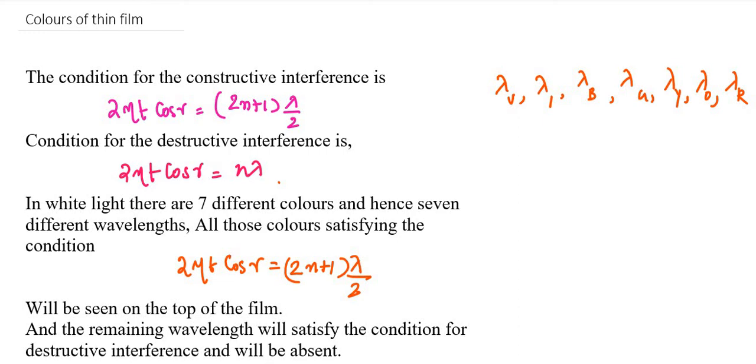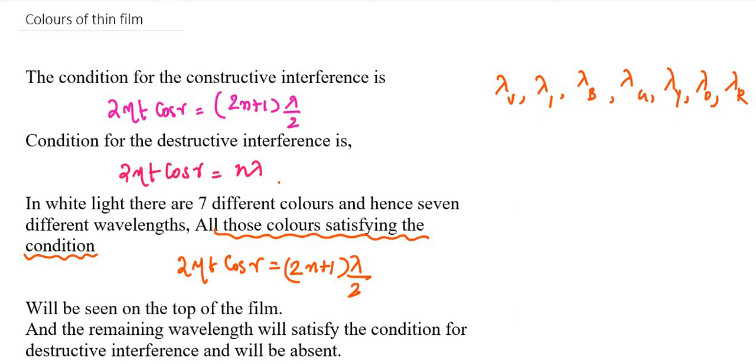Suppose violet is satisfying this condition, violet can be seen on the top of the film. Suppose indigo is satisfying the condition, indigo can be seen on the top of the film. Suppose violet, indigo and blue together satisfy the condition, all these 3 colors will be seen on the top of the film. So all those wavelengths which satisfy the condition for constructive interference will be seen on the top of the film.